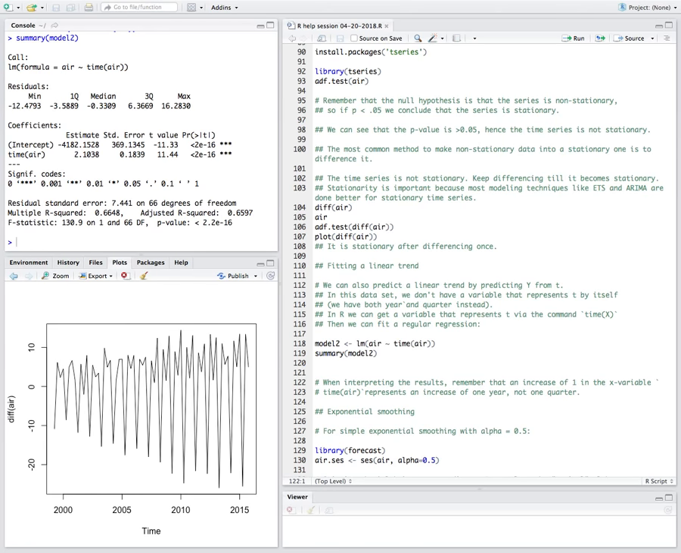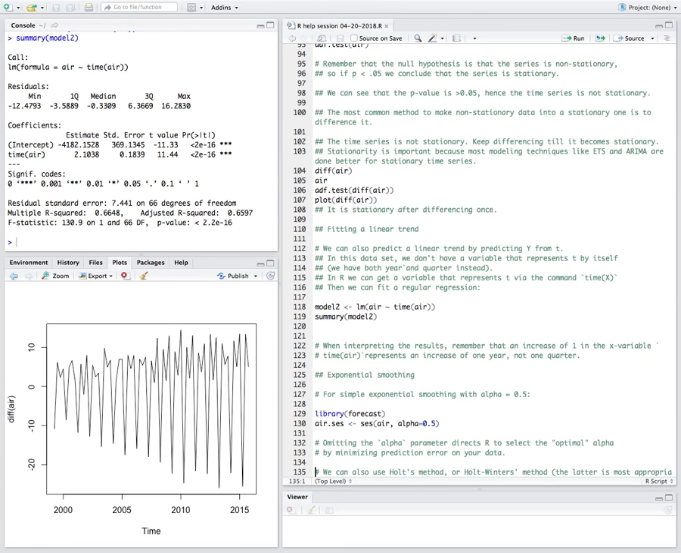Remember that when you put the time statement over here, it's going to be calculating in years and not in quarters. So a unit increase in your x variable, that's the time of air, would mean an increase of a year and not a quarter. So it's just the regular regression, so you know how to interpret the coefficients as well. Okay, so this is just another demo, and we'll actually move on to exponential smoothing now.